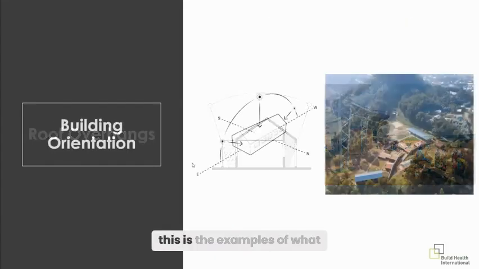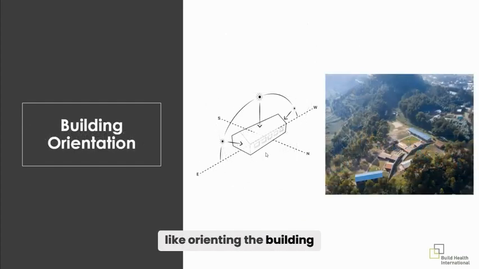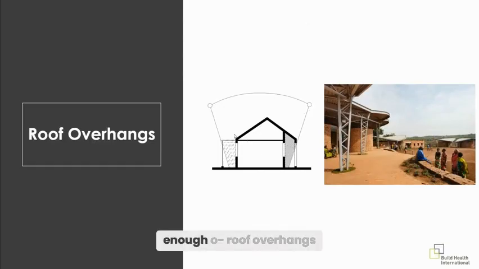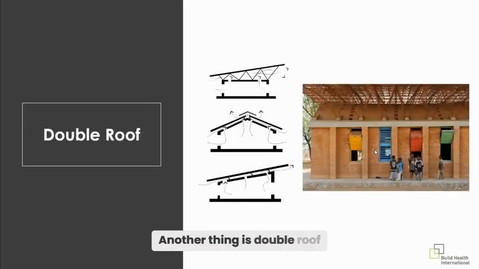So these are examples of what I was talking about, like orienting the building and making sure that you have enough overhangs. This is one of the projects we have in Rwanda, in a district called Kayonza. It's a good example of how you can use overhangs to create shade for the building. Another thing is roof coloring, as I was saying. Another thing is the double roof.